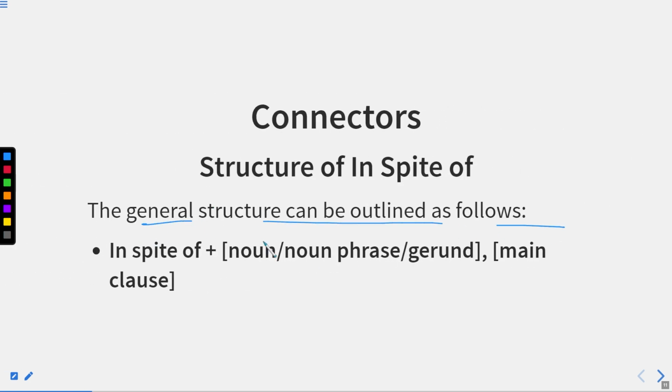The general structure can be outlined as follows. First of all, we have "in spite of" followed by a noun, a noun phrase, or a gerund. Gerund means a verb with "ing". So we can only have a verb with "ing"; we cannot directly have the verb after it.